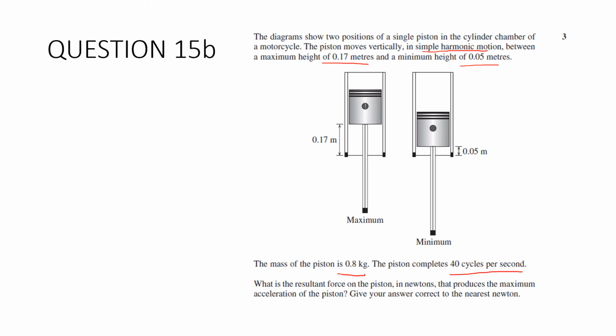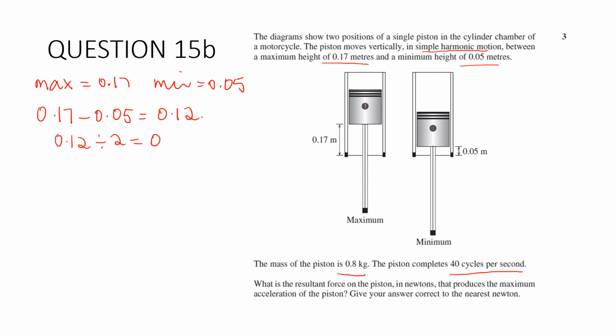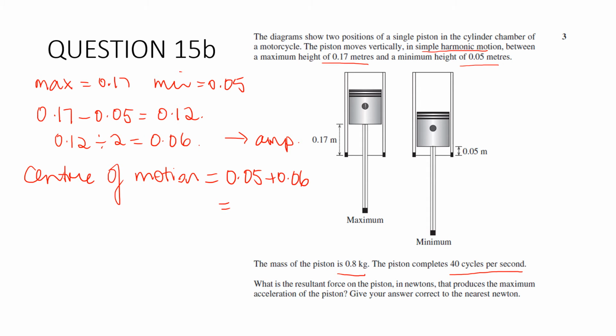Okay, so if it's simple harmonic motion, we can see it's got a different center. In fact, let's find out that center first of all. So our max is equal to 0.17 and our min is equal to 0.05. So 0.17 take away 0.05 is 0.12, and then divide that by 2 gives me 0.06, which of course is the amplitude. And then to find that center of motion, you can either subtract that from the maximum or add it to the minimum. So it's going to be 0.05 plus 0.06, which is 1.1.